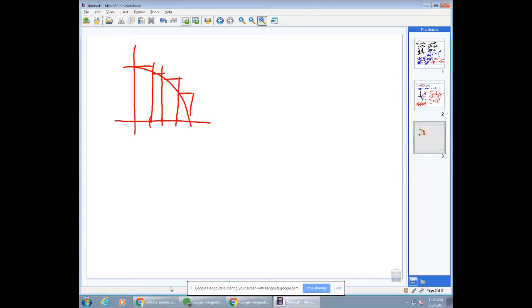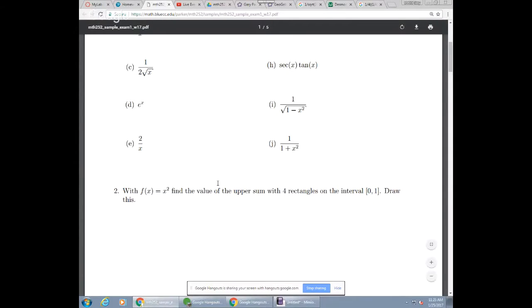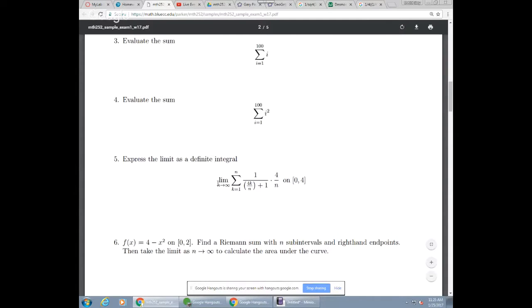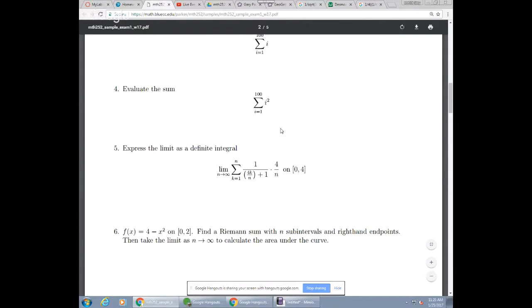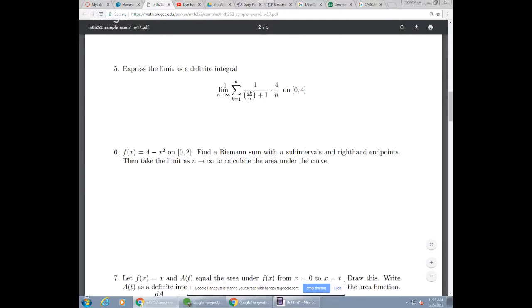All right. So let's see what else looks cute on here. Let's see, some summation formulas. Oh, did anyone get this one here? What function would this be the integral of?